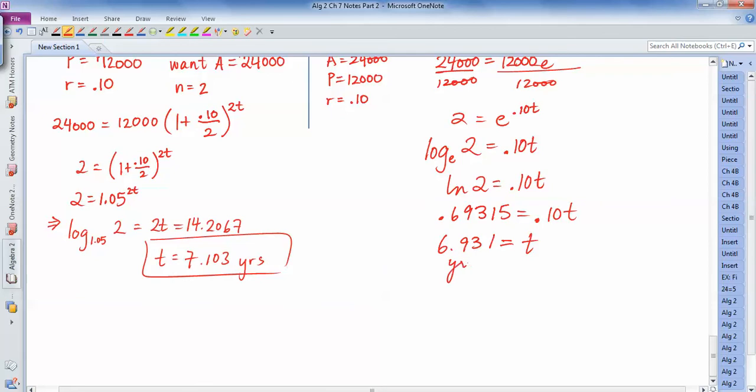So this is years. So if I compound every single instant, then I get to double my investment a little bit faster than if I just compounded twice a year. And the more often you compound, the better off you are. Okay, hope that helps a little bit.